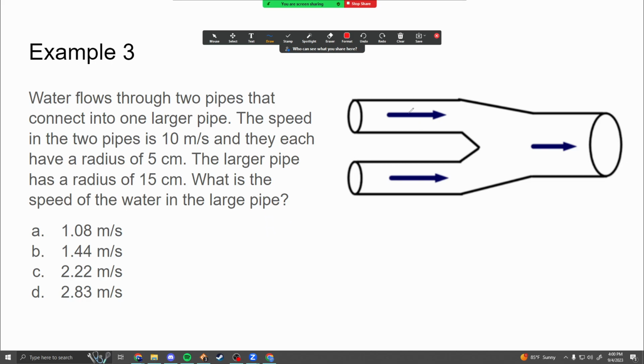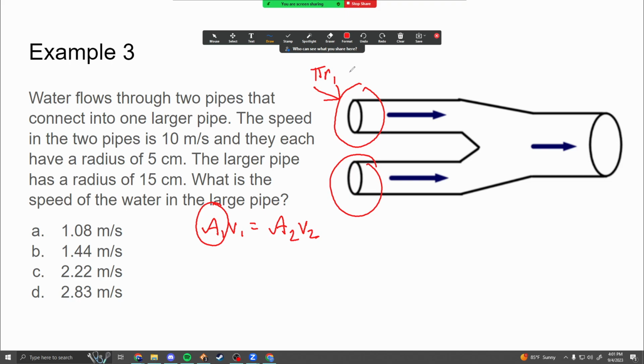Okay, so we have to take into consideration that this is a tube and this is a tube. So if we say A1 V1 is equal to A2 V2, this A1 is the sum of these two areas. So we have to add this one, which is pi r1 squared, and this is pi r1 squared. Okay, and we are solving for V2 once again. So V2, we remember from previous problems, is equal to A1 V1 over A2.